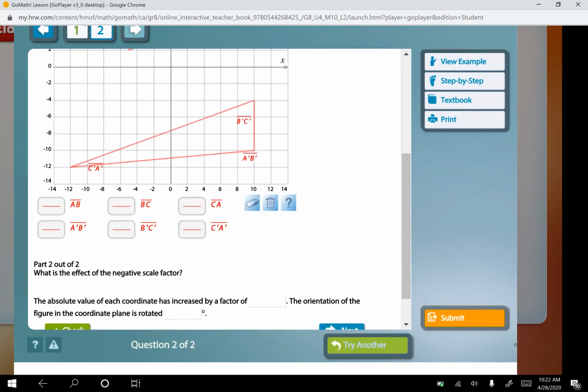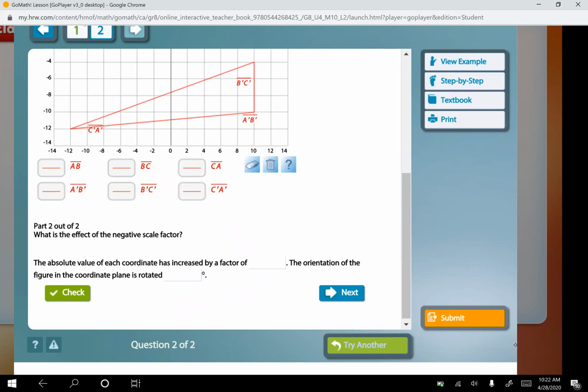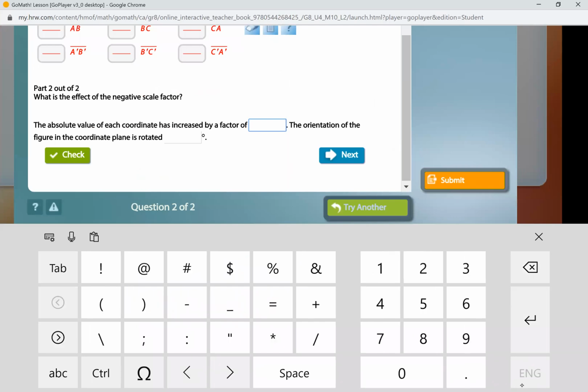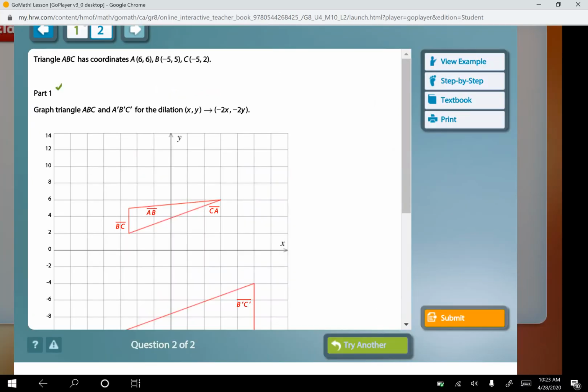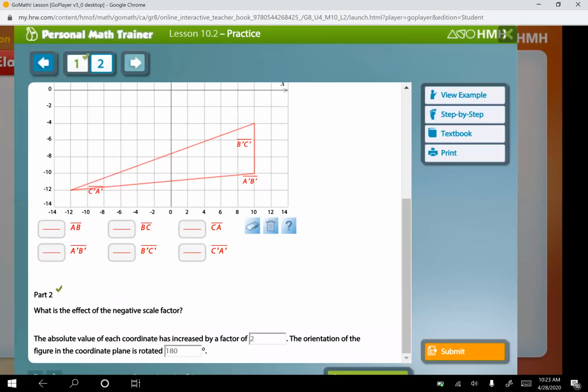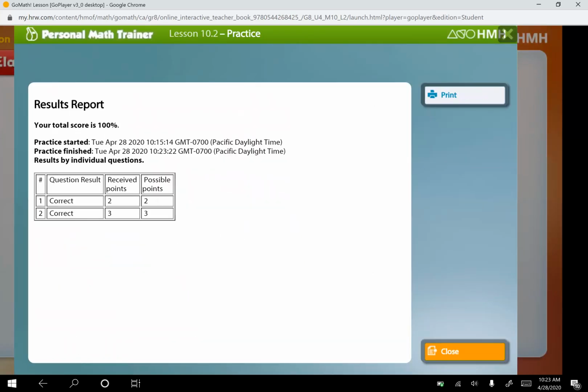Okay, so let's see if that's what you're going to do. The absolute value of each coordinate has increased by a factor of 2. So by a factor of 2, the orientation of the figure is rotated 180 degrees. Let's check it. Perfect. And we click submit and get a perfect score.